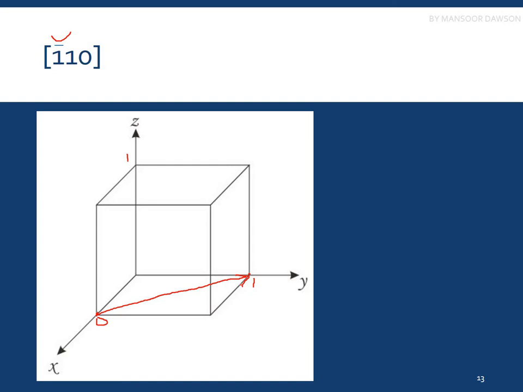You should all practice these while drawing a cube. You should practice these directions by yourself. We have another example over here, that is 1, 2 bar and 1. Again, we'll be simplifying it as we're taking 2 as common. We'll have 1 upon 2, 1 and 1 upon 2 in the z direction.